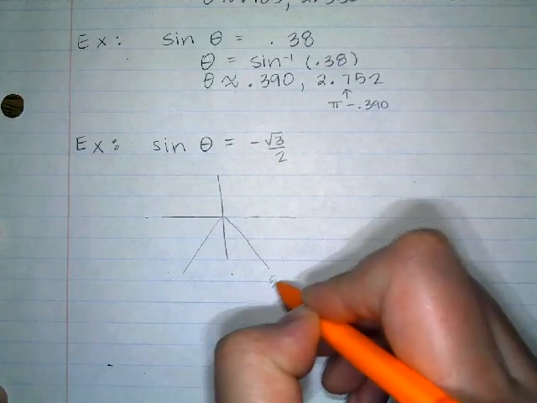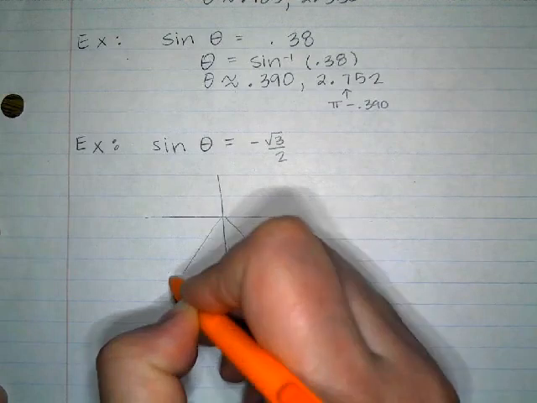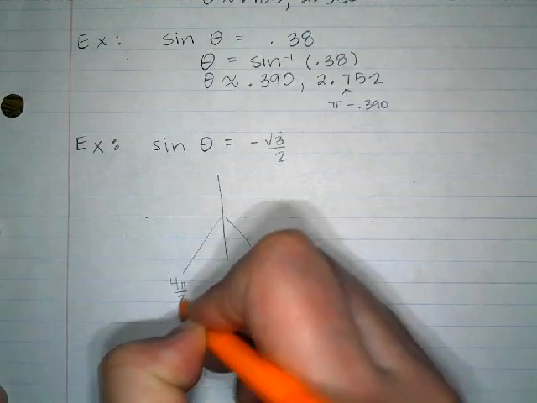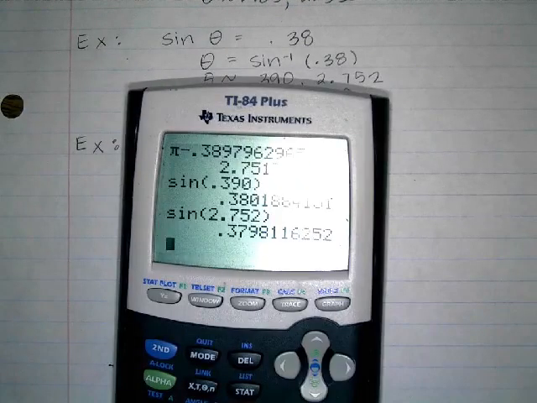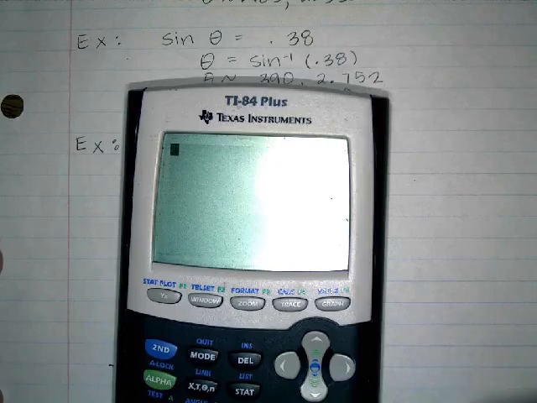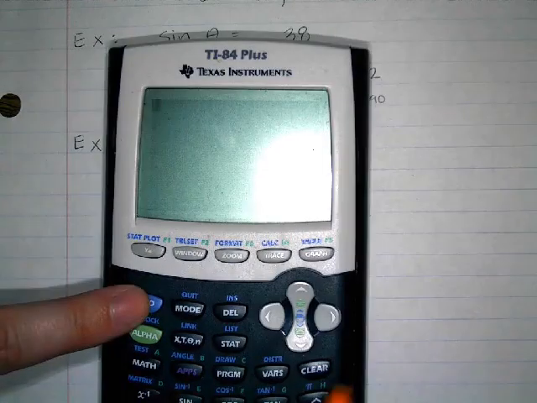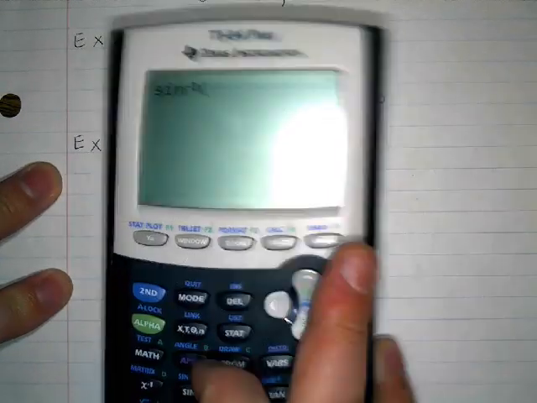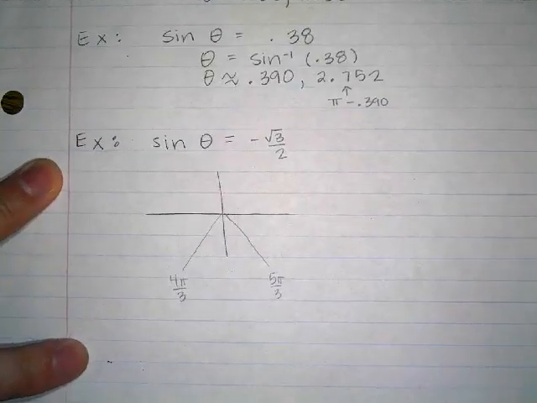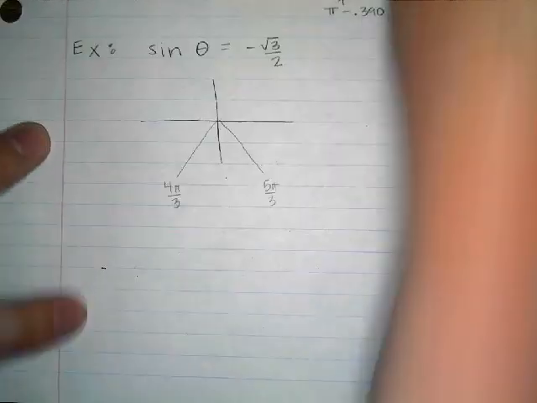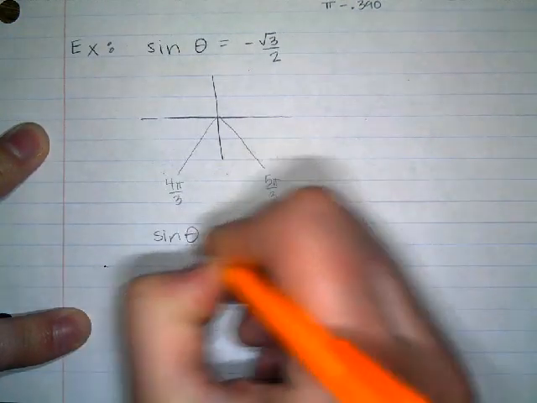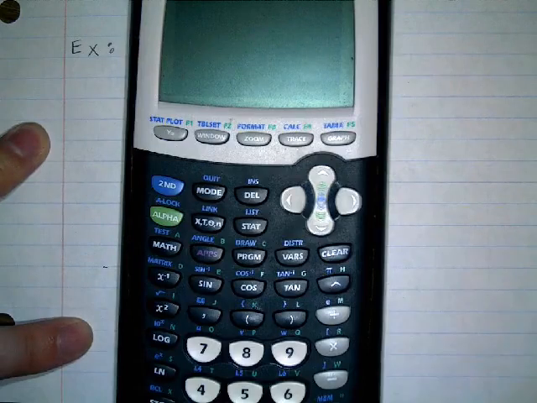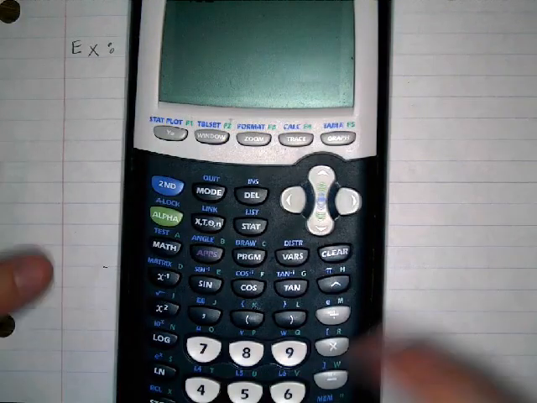Okay, so let's do this on our calculator and let's see how the calculator is going to give us the answer, okay? Because that's going to be important. So I'm going to do sine inverse of, actually, let's go back. I want to see what the decimal is because we're working in decimals today. So I'm going to do sine theta equals negative root 3 over 2. Let's see what that decimal is. Negative root 3 over 2. Negative 0.866. Okay.